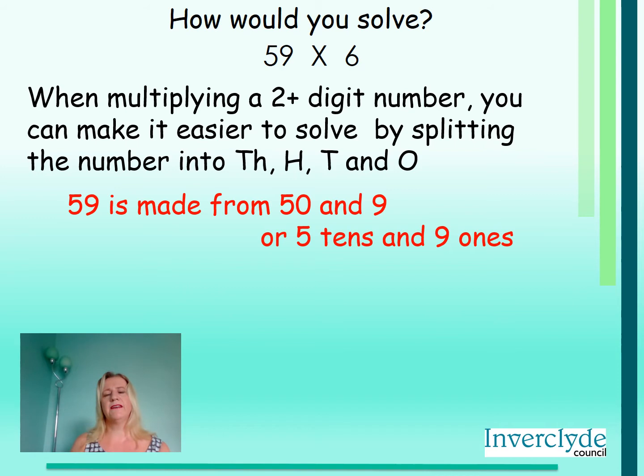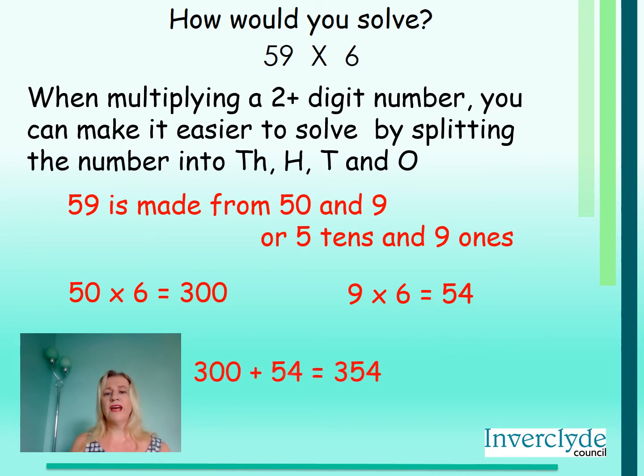We know that 59 is made from 50 and 9, or 5 tens and 9 ones. 50 times 6 is 300. I know this because 5 times 6 is 30, and 50 is 10 times more than 5. I also know that 9 times 6 is 54. Now all we have to do is put those two answers together. 300 and 54 gives us 354.